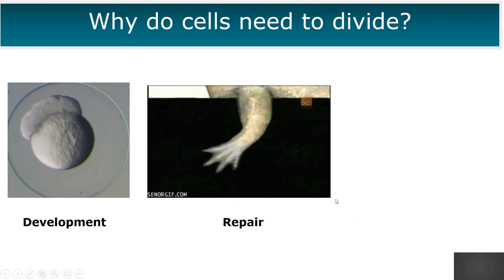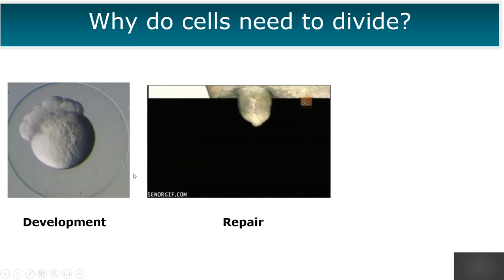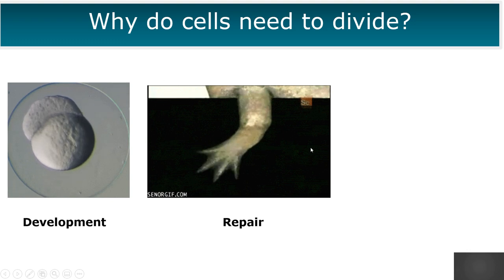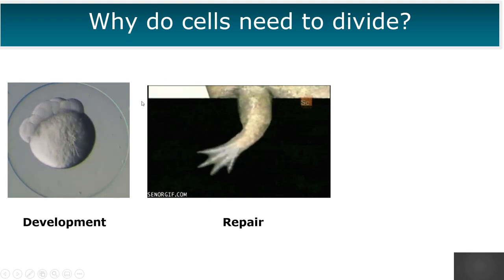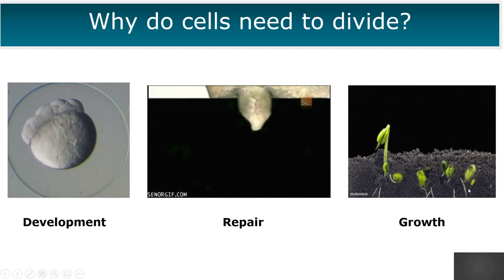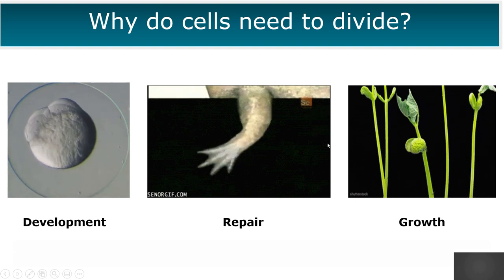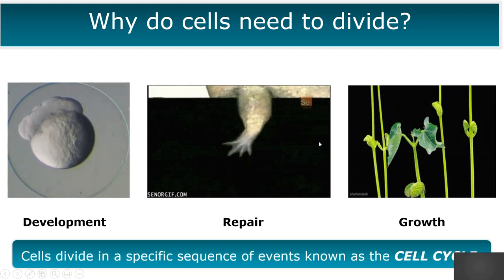The other thing is repair, right? So every time that you get a scratch or you break a bone, or if you're this unfortunate lizard right here, he lost an entire arm, we need cells to divide in order to repair our tissues when they get damaged. And then the other reason is just like straight growth, right? So you're a lot larger now than you were when you were a little kid. And in order to do that, we need to have cell division.